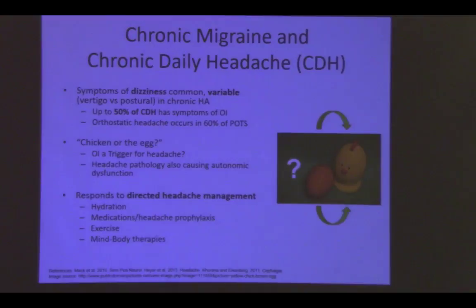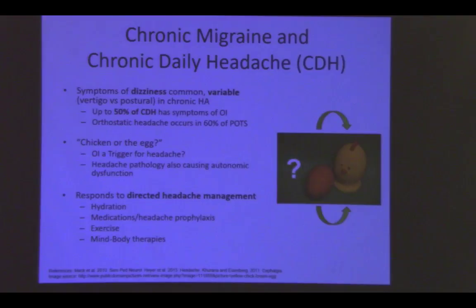So here's when we bring in the condition of chronic migraine. We know that dizziness is a common symptom in chronic migraine and even in individuals with more episodic migraine. And dizziness itself can be caused by a variety of problems with the nervous system. One of those, though, is autonomic dysfunction in the form of orthostatic intolerance.